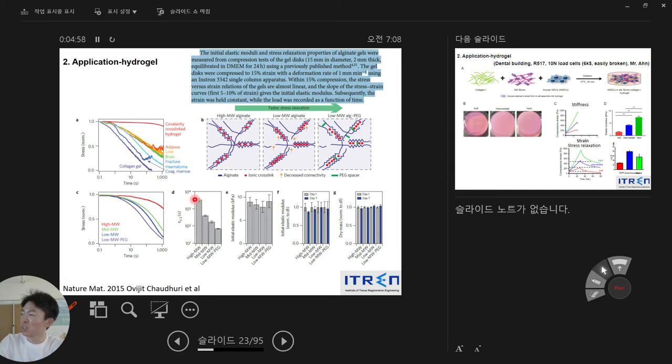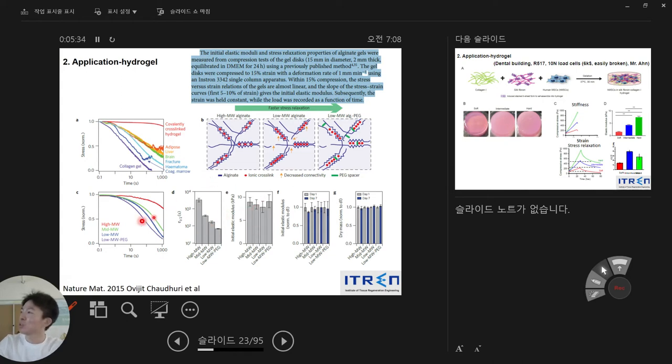You can refer to this half tau time. They maintained the initial elastic modulus at 1 day and 7 days, and the dry mass was similar. So in this paper, they only changed the stress relaxation time and maintained every other parameter of the hydrogel. And they found that the more stress-relaxing gel is better for stem cell differentiation.